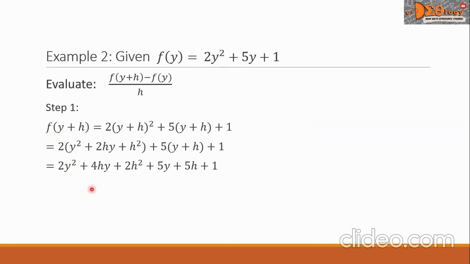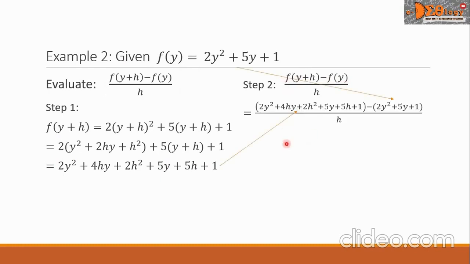Let us go to step 2, and that is evaluate the given problem here. So this is f(y + h) minus f(y) all over h. Let us substitute the values. The first function was evaluated in step 1, and then minus the f(y) is the given function here. So we copy it here, then all over the h.